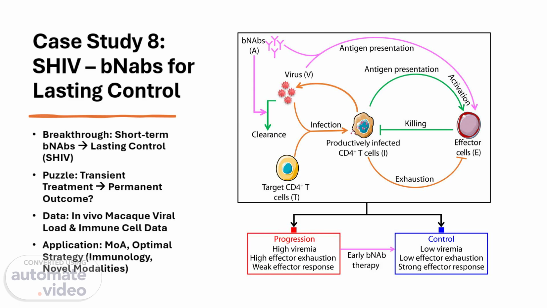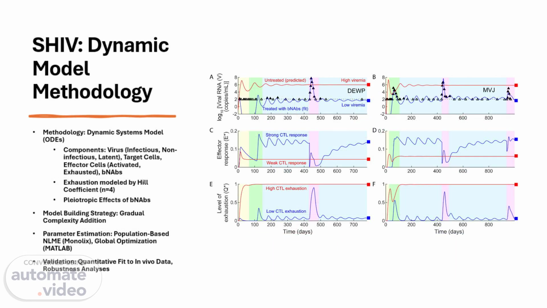The application of this research is in understanding the mechanism of action, MOA, and developing optimal strategies in immunology and novel modalities. The diagram illustrates the SHIV infection cycle and how BNABs intervene to shift towards viremic control. To unravel the SHIV puzzle, we employed a dynamic systems model based on ODEs. The model incorporated various components: infectious, non-infectious, and latent virus, target cells, activated and exhausted effector cells, and BNABs.